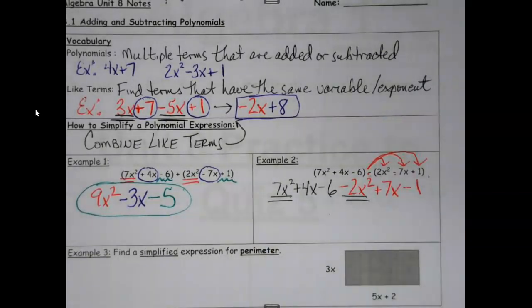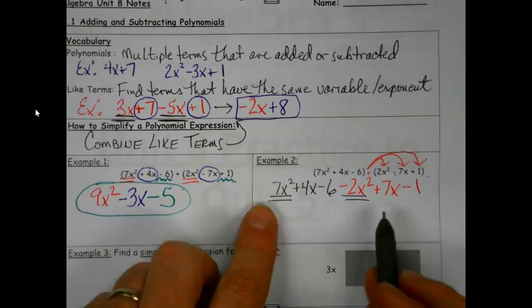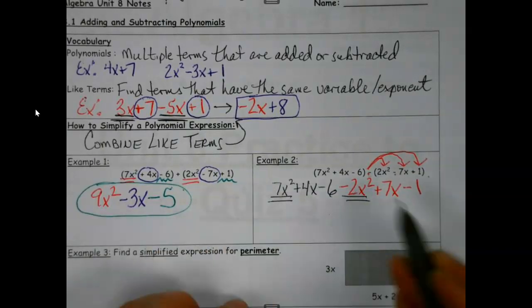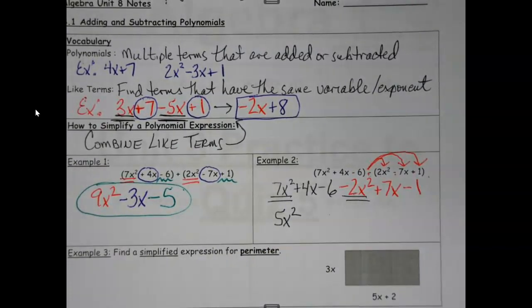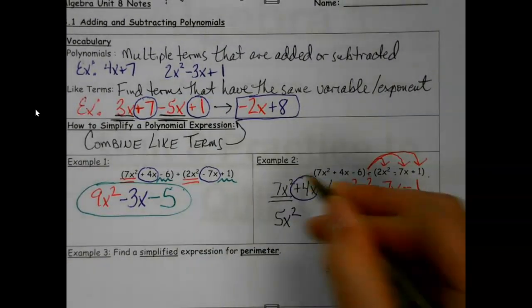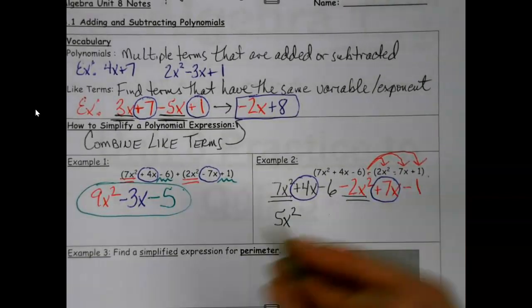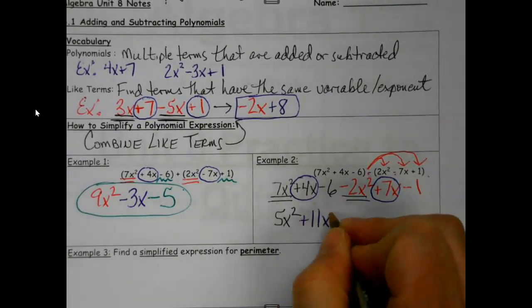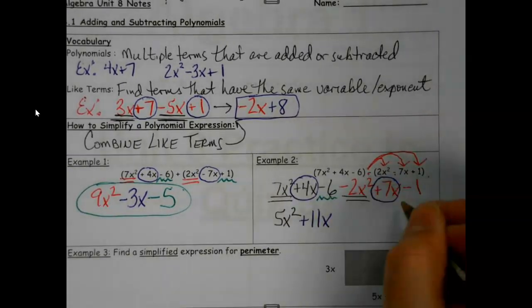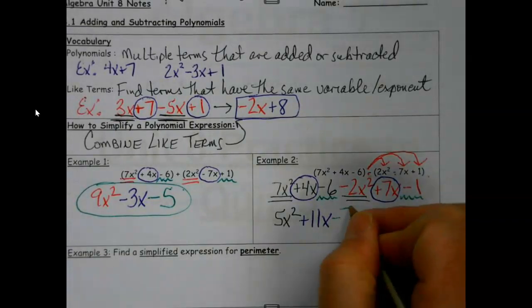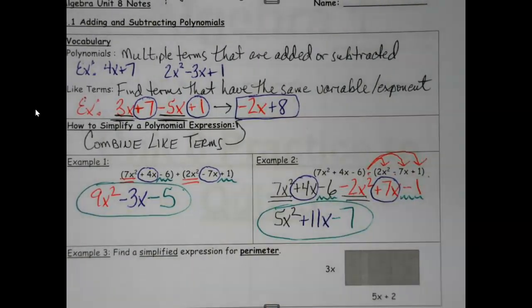And now I'm going to do exactly what I did in example 1. Find the x squareds. 7 and negative 2, or 7 minus 2, would be 5x squared. Positive 4x and positive 7x is positive 11x. And if I owe my friend $6 and I borrow another, I owe 7. So just that one little minus symbol completely changed what my simplified expression looked like.